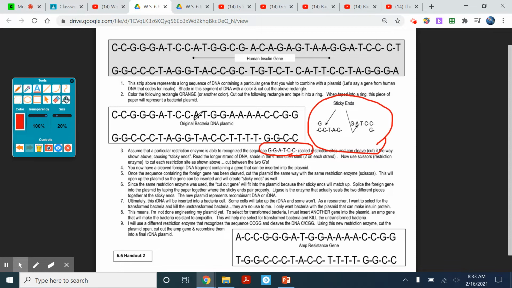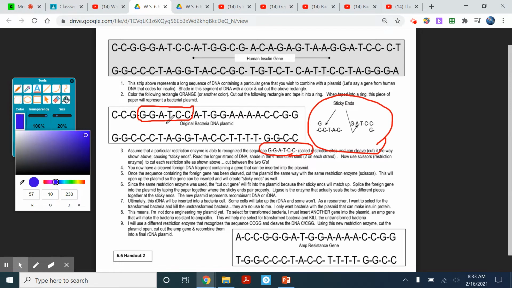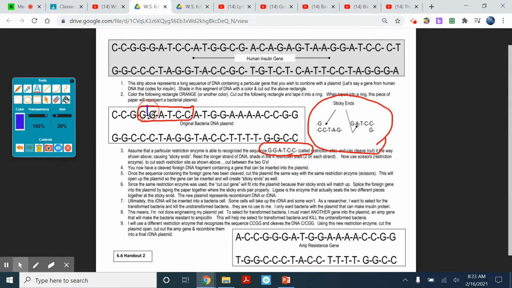So this is what I need you to do. On your bacteria plasmid, I want you to look and find GGATCC. I found one right here. And when you find a GGATCC, I want you to draw a line between the two Gs. Do that on your plasmid, because then you're going to follow this line and cut. If you don't do this right, you're not going to be able to make your recombinant DNA. Okay, so I did it right there, GGATCC, and I drew a line between.